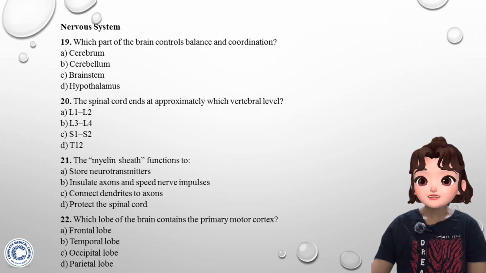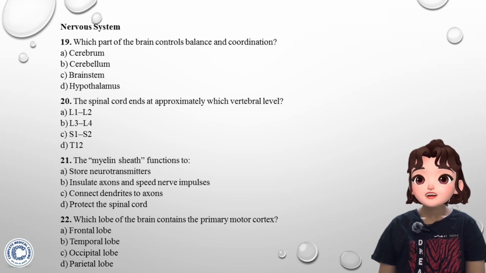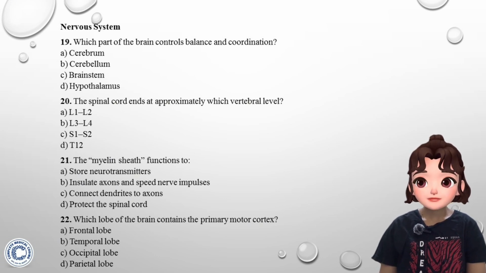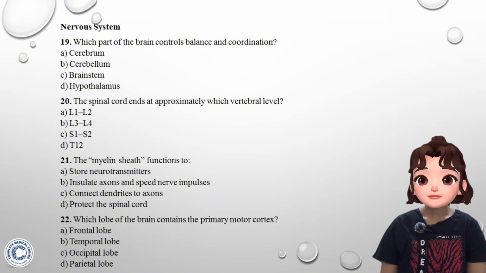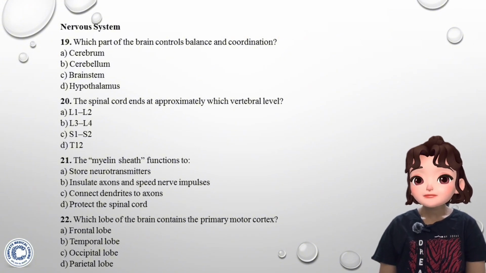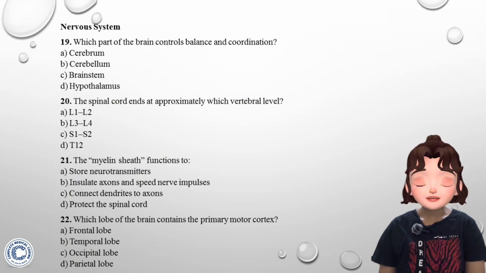Now let's discuss some questions from the nervous system. Question 19. Which part of the brain controls balance and coordination? Options: cerebrum, cerebellum, brainstem, hypothalamus.